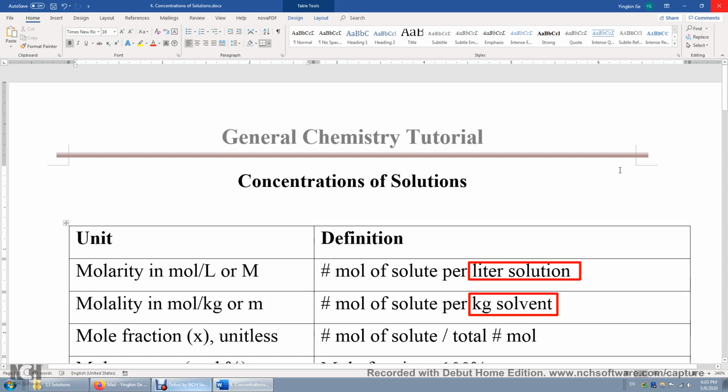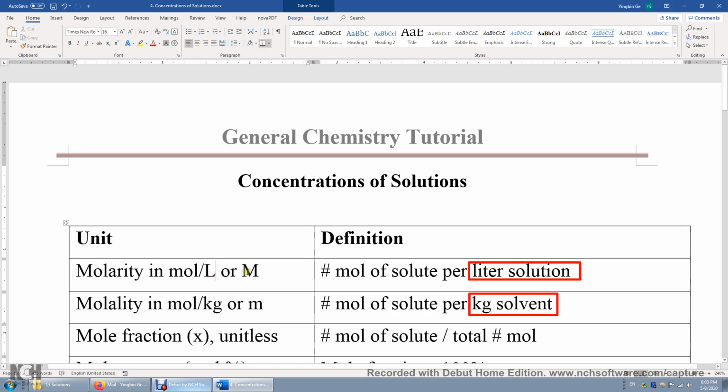In this video, I'll talk about the concentrations of solutions. So we learned the solubility. That's how many grams of solute can be dissolved in 100 grams of the solvent. There are other units. The most commonly used unit is molarity. It's the number of moles of solute dissolved in 1 liter of solution. So we're talking about the volume of the solution.